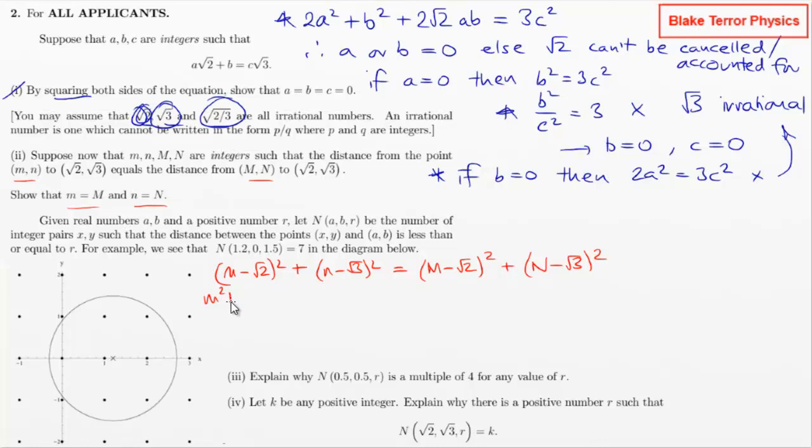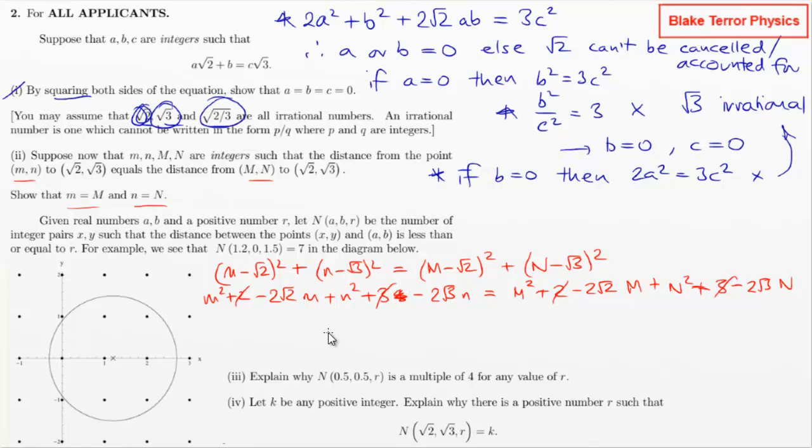So m squared plus 2, then minus 2 root 2 lowercase m, plus n squared plus 3, minus 2 root 3 n. We have exactly the same on the other side, but uppercase: M squared plus 2 minus 2 root 2 capital M, and then N squared minus 3 plus 3, minus 2 root 3 capital N. Right, so the 2's and the 3's are all going to cancel on both sides.